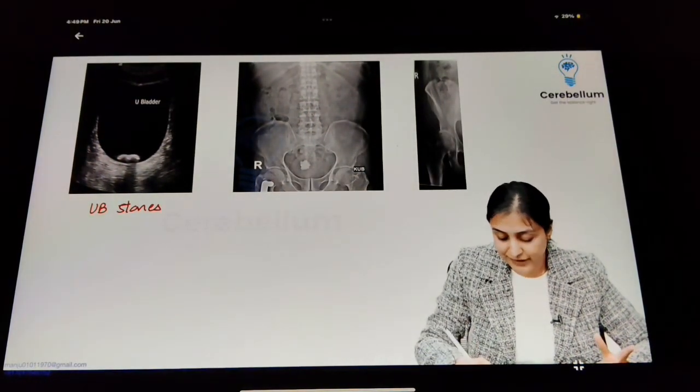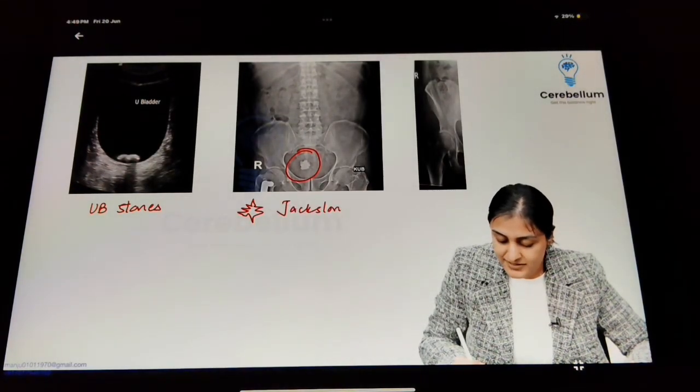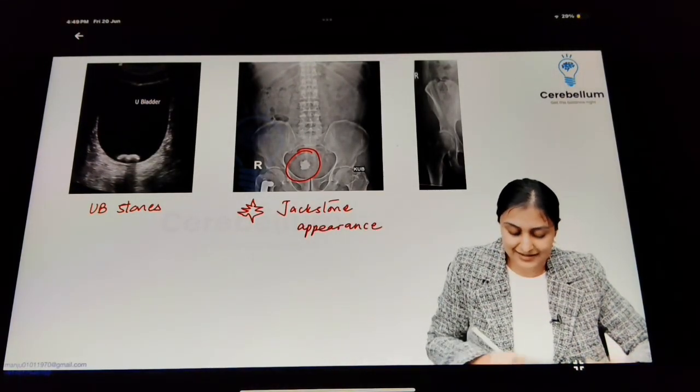They frequently are calcified. So when we look at the X-ray, can you see this? This appearance, like a star or a snowflake, is what has been referred to as a jackstone appearance. So this jackstone appearance is characteristic of a UB stone.